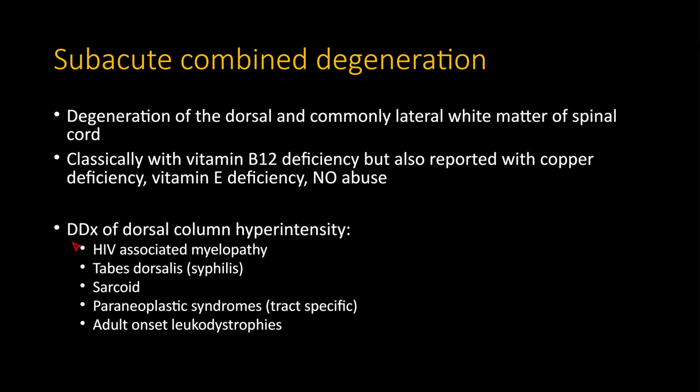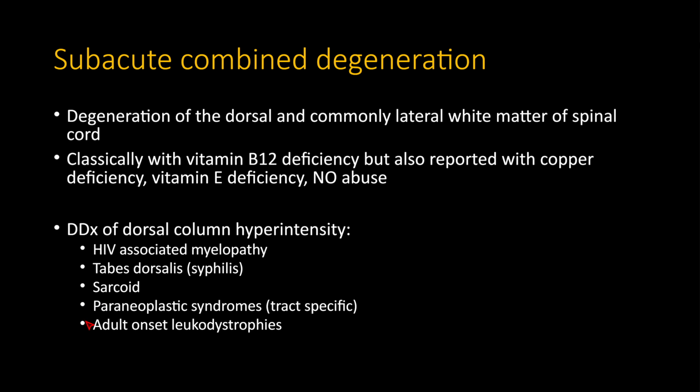That's a good segue to talk a little bit about the differential diagnosis of dorsal column hyperintensity, especially when it's symmetric. The differential diagnosis also includes HIV-associated myelopathy, tabes dorsalis, or syphilis, although seeing syphilis bad enough to affect the spinal cord nowadays is very rare. Sarcoid can also result in dorsal column hyperintensity. Paraneoplastic syndromes can do that.